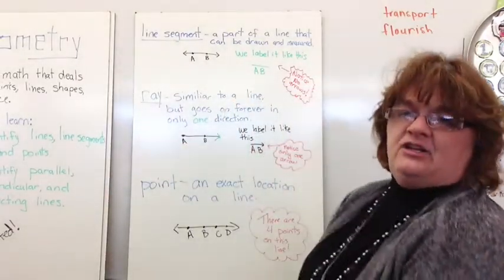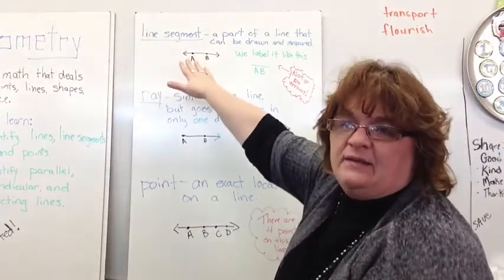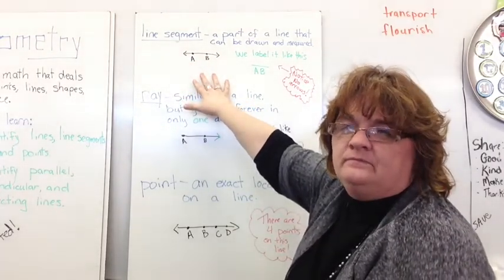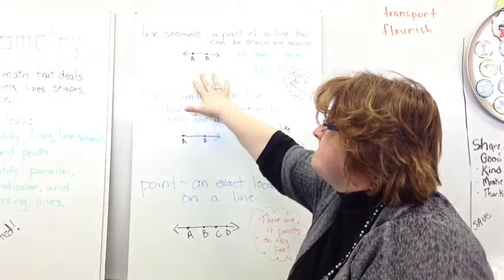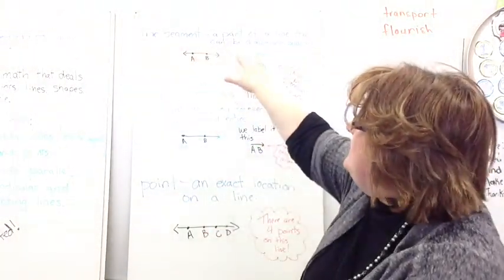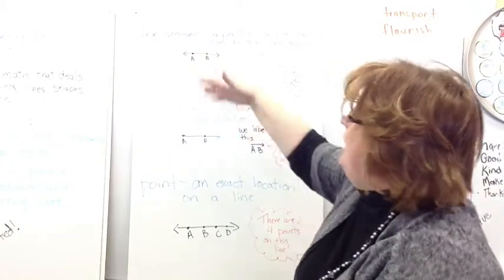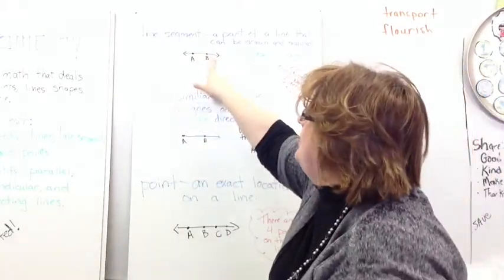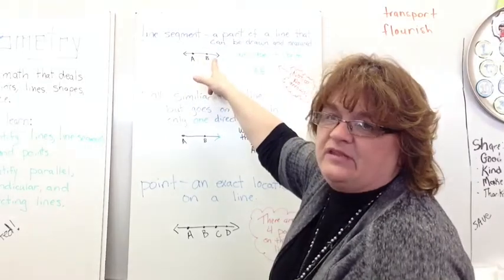Your next definition is a line segment. Go ahead and write down this, pause the video. Okay, as you come back to the video, a line segment is simply a part of a line. Now, we just got done talking about how a line will go on and on forever, and it has the arrows at the end.